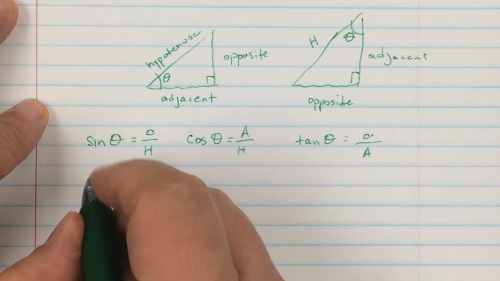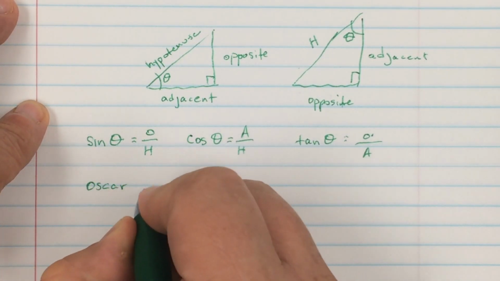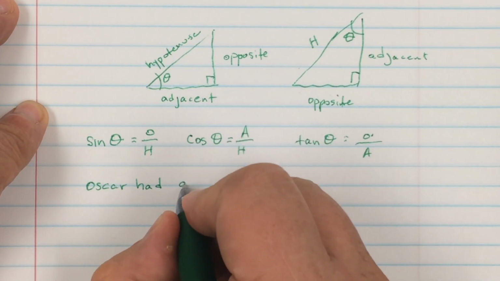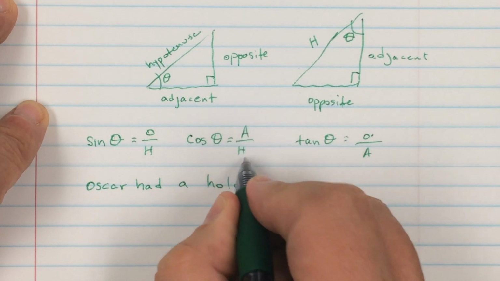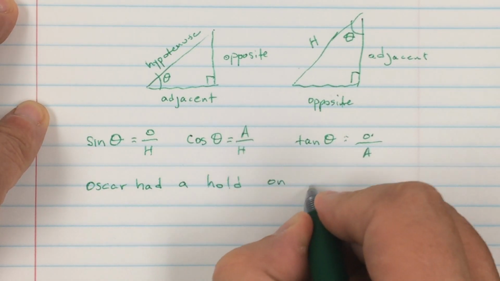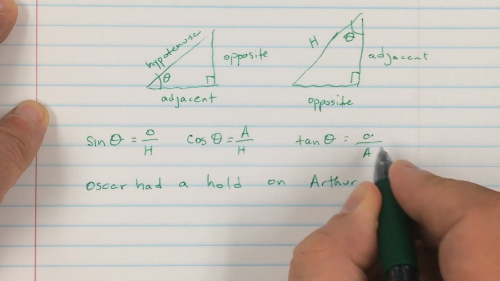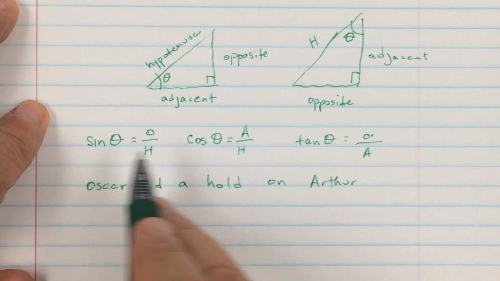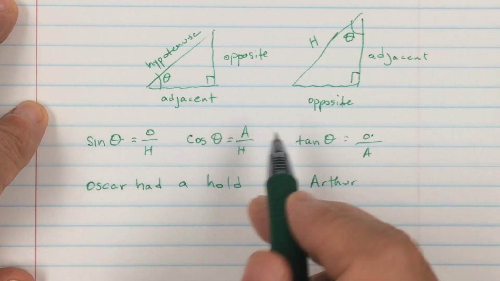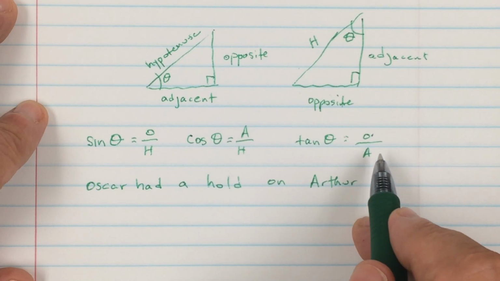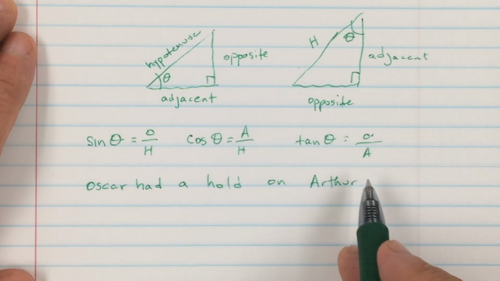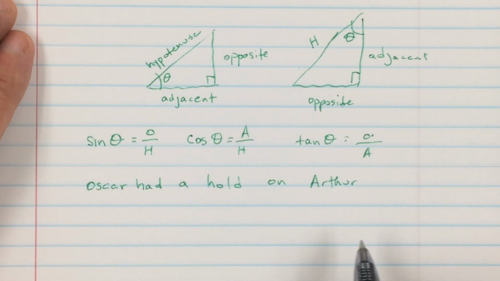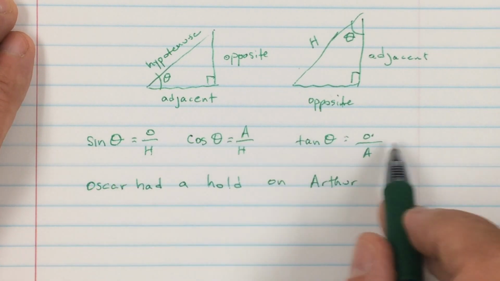I learned this in high school as Oscar had a hold on Arthur. So sine, cosine, tangent. If you learn it in that order, sine, cosine, tangent, it's Oscar had a hold on Arthur. Okay. There's some other ones, SOHCAHTOA. People have learned SOHCAHTOA to where all of these are in a special order. It doesn't matter. All you need to do is learn this relationship.